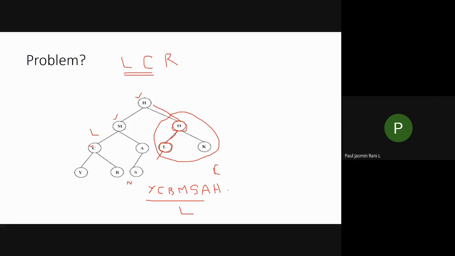So now here I'm going to print this. After this H, I'm going to print this L. After printing this, I'm going to print this O. Next one is K. So this is the answer I'm getting. This is C and this one is R. So this is the answer I am getting.